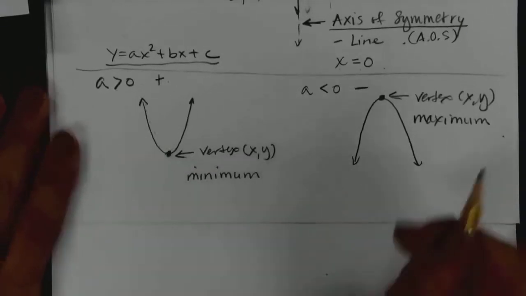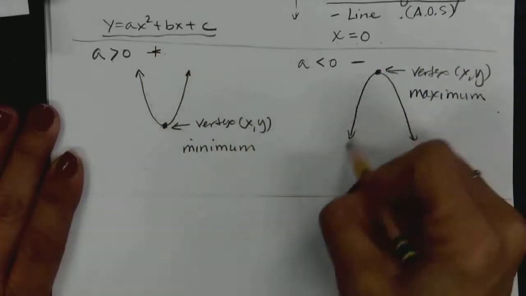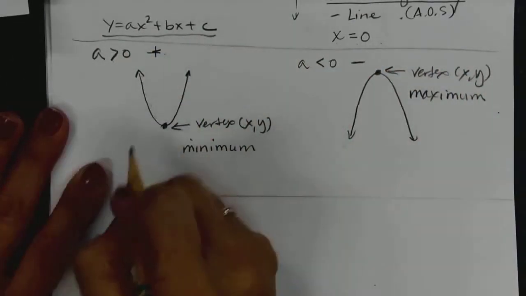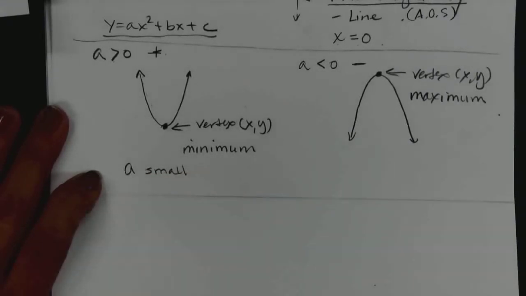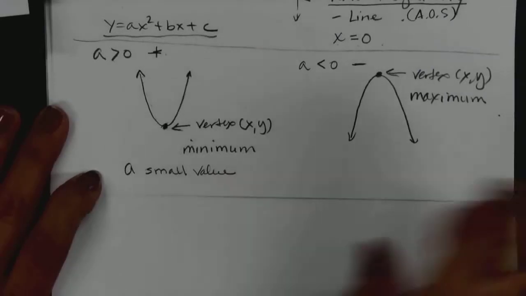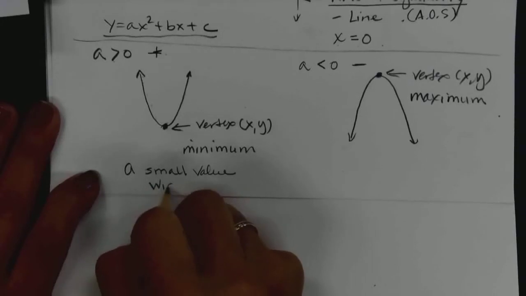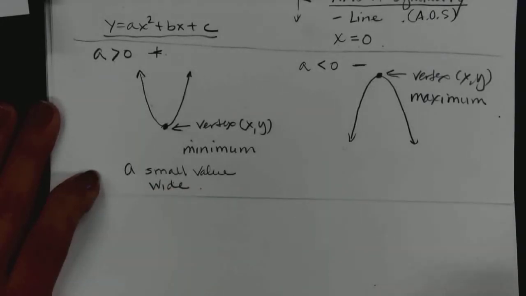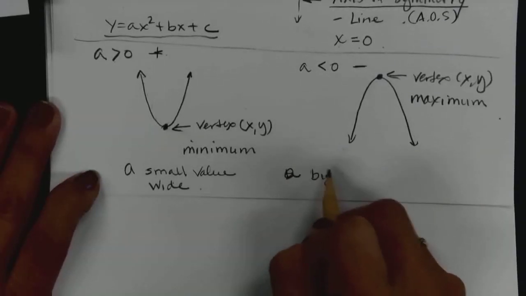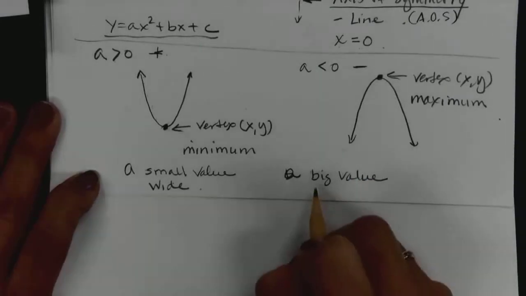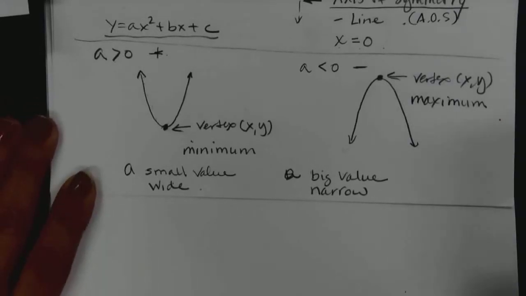Now remember, when a is positive, the shape changes, the way the parabola goes. But if a is a small value, we're not talking about positive and negative, we're just talking about the a value. My parabola is wide, and it gets wider the smaller the value becomes, and you'll see. And if a is a bigger number, a big value, it gets narrower. So the bigger the a gets, right?